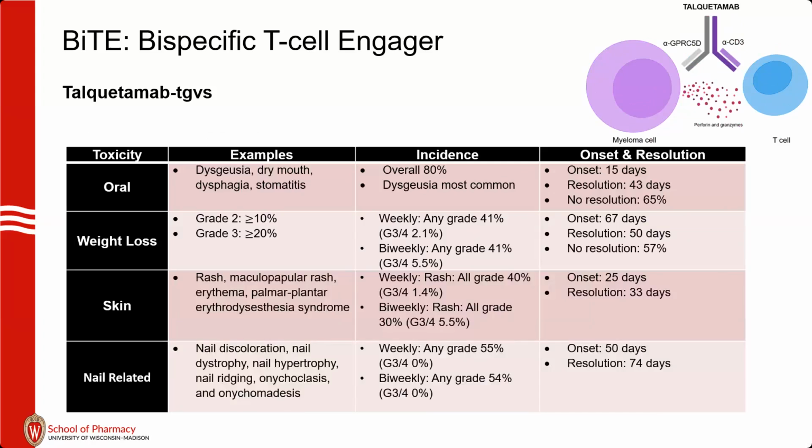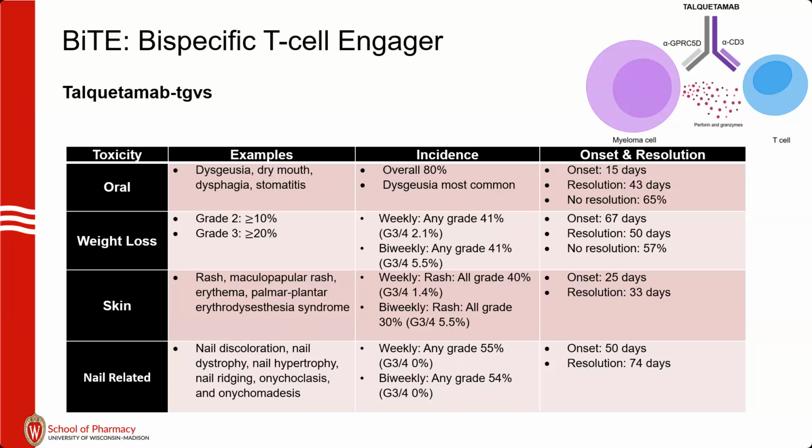I do want to highlight talquetamab's odd toxicities in addition to that. So this is here on the slide, and we won't be able to go through the details in depth, but you have the slide deck. But talquetamab does have some odd toxicities, including dyschezia, dysphagia, stomatitis, weight loss, pretty significant with these patients, rashes, including maculopapular rashes and things like that, as well as nail-related changes.